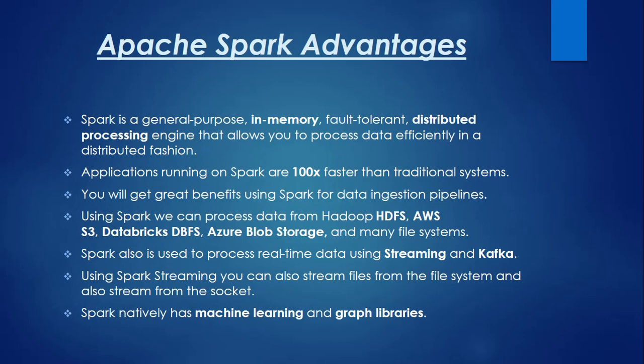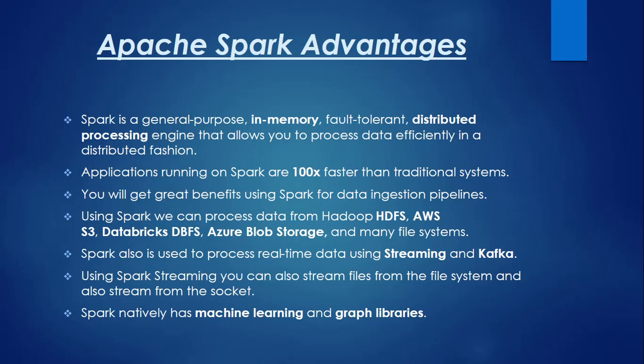Okay, so what are the advantages of Apache Spark? Spark is a general purpose in-memory fault tolerant distributed processing engine that allows you to process data efficiently in a distributed fashion. Applications run on Spark are 100 times faster than traditional systems. You will get great benefits using Spark for data ingestion pipelines.